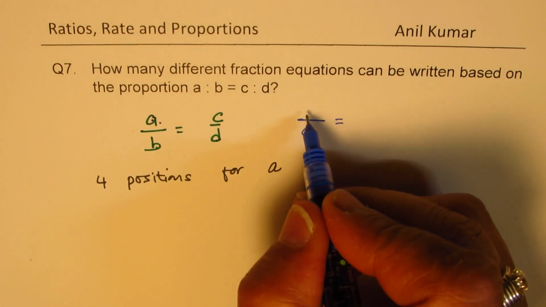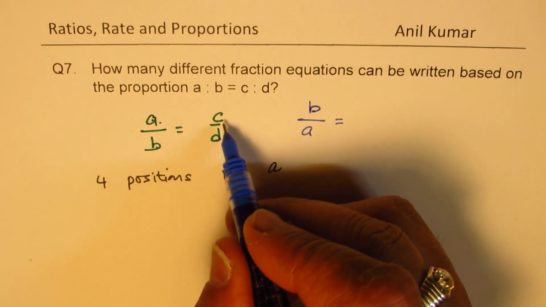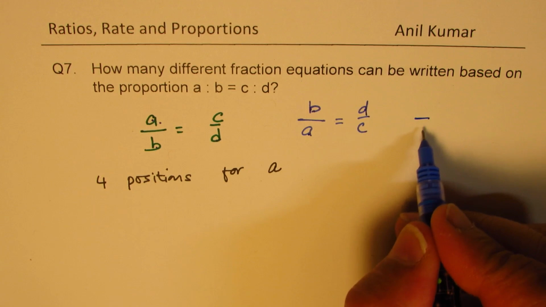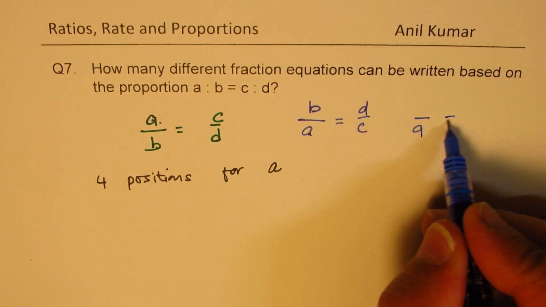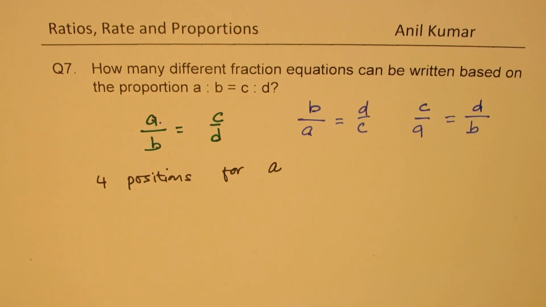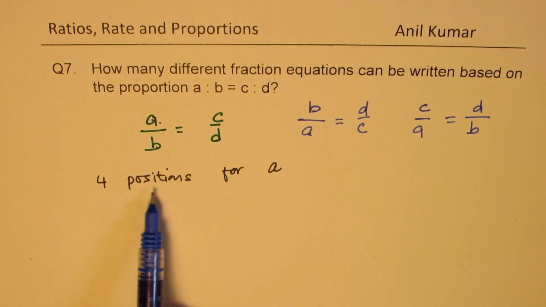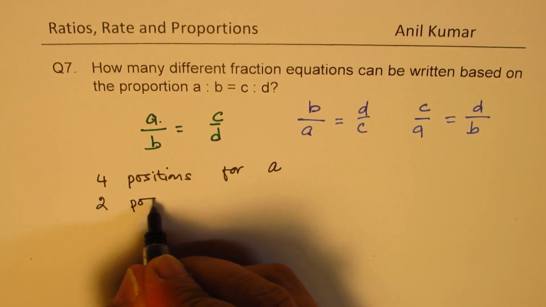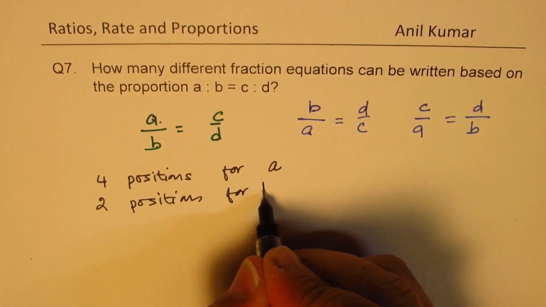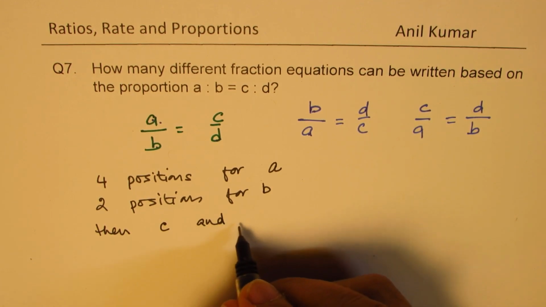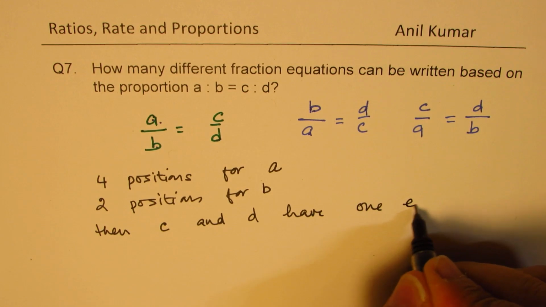So if I write A here, I could write B here. In that case, I have no option for C and D but to place them as D over C. But placing A in this position, I could actually place B here also. In that case, if I write B here, I have to place C here and D here. Do you get the idea? So there are 4 positions for A, and once I put A there, as far as B is concerned, I have 2 positions. And then C and D are fixed, with 1 position each.